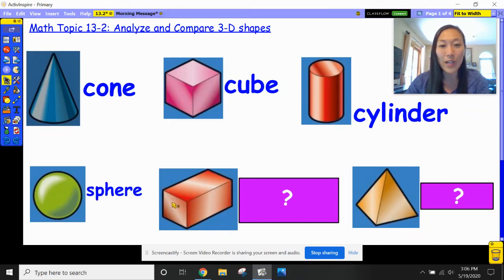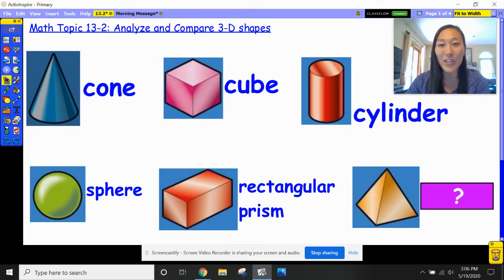Now this one, it's almost like a cube, but it's stretched out. Instead of a square, you see a rectangle. That's the clue. This, boys and girls, is the rectangular prism. Good job. And then finally, we have this one right here. Do you know the shape of this one? If you guessed pyramid, you are correct.